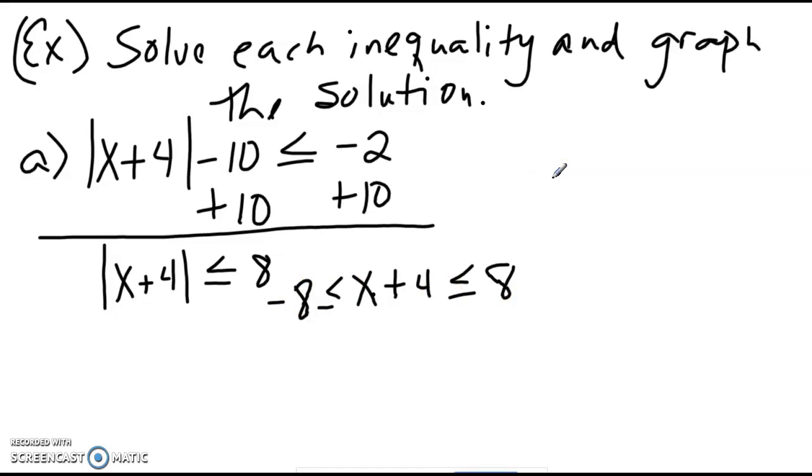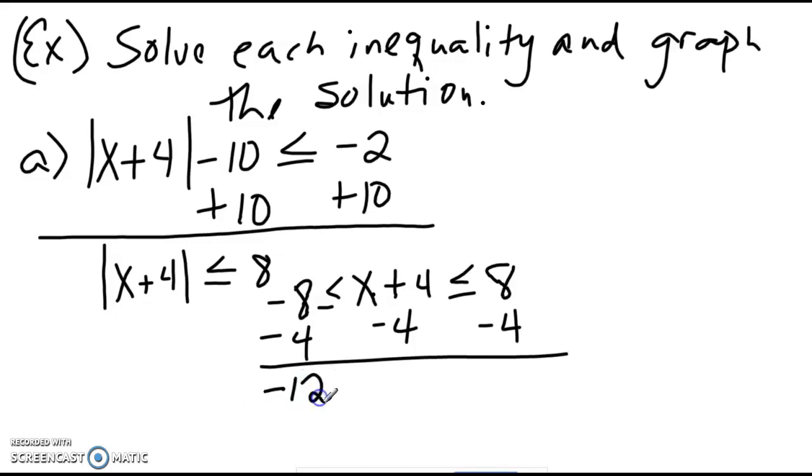And we can leave it in this form now. And similar to number 3 on today's bell work, we want to isolate x in the middle. So whatever we do to the middle, we do to the two outsides. So to get x by itself in the middle, we're going to subtract 4. So I subtract 4 here, means I'm going to subtract 4 from the two outside values.